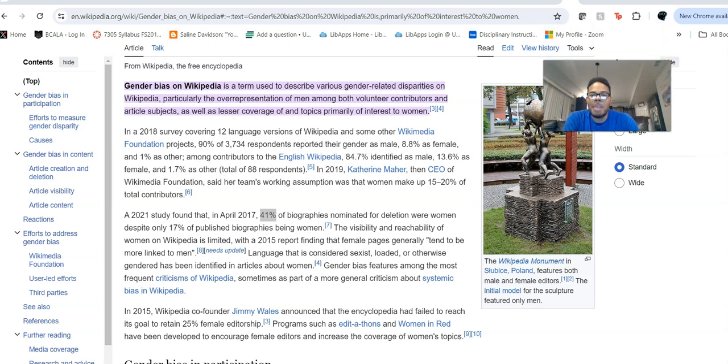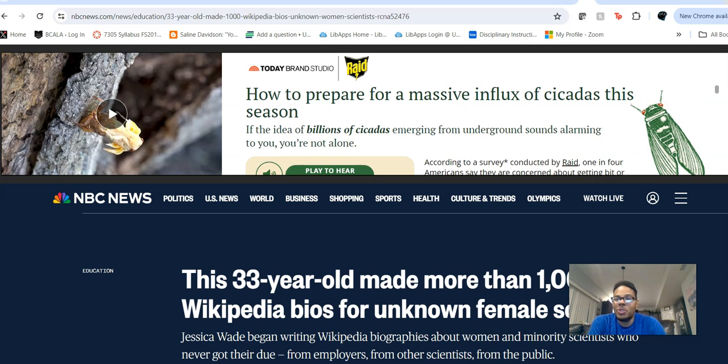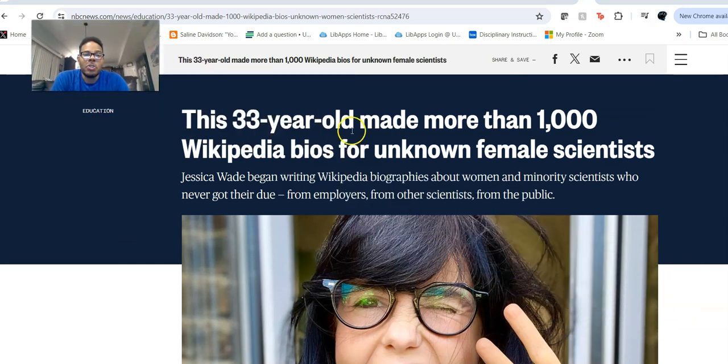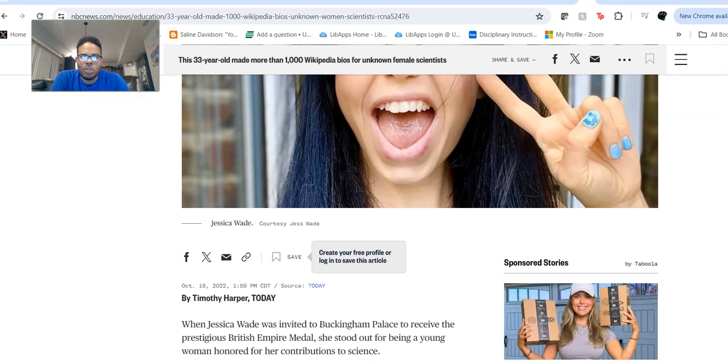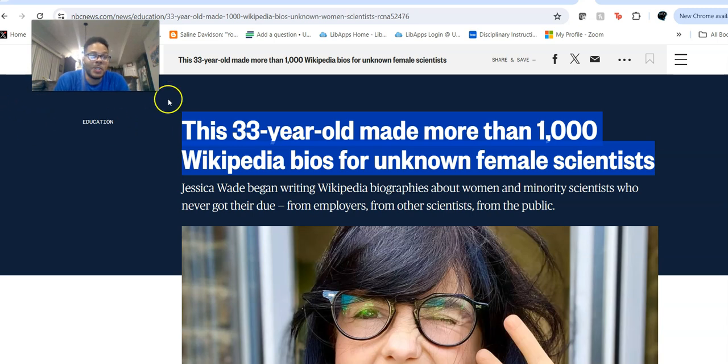And you can be the type of activist who goes ahead and does this sort of thing. We actually have people who have done this. This is one of the more well-known examples, but there are other examples as well. So in 2022, NBC did this feature on a then 33-year-old woman who had published Wikipedia biographies about over 1,000 previously unknown female scientists. And that's the type of thing we need.